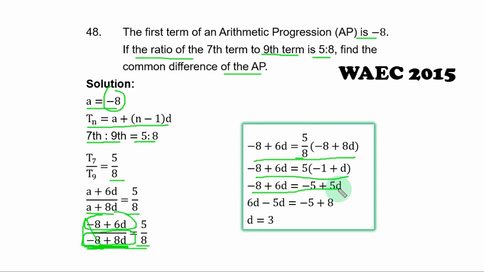Next thing is to collect like terms. You have this result. After subtraction, D is equal to 3. 6D minus 5D is equal to D. Minus 5 plus 8 is equal to 3. That is the common difference.